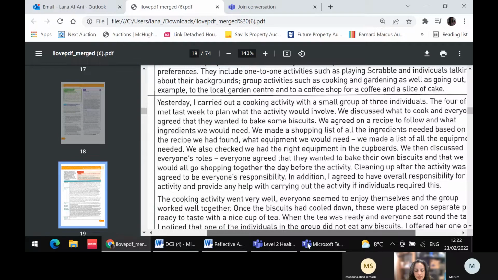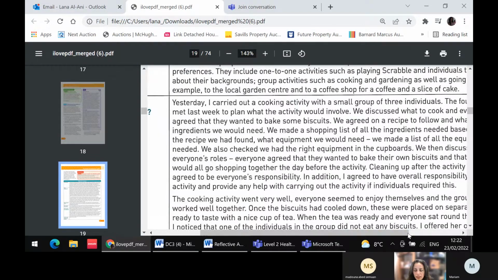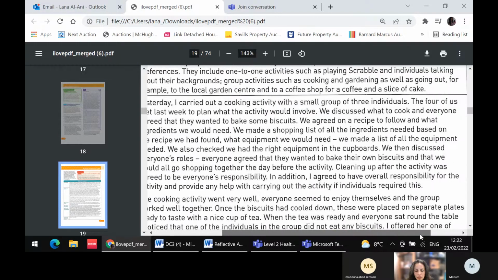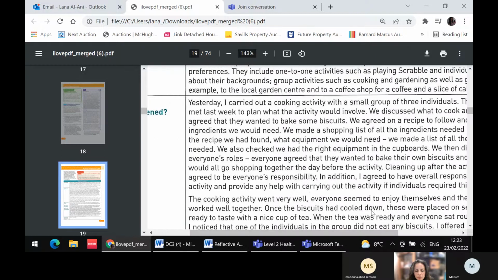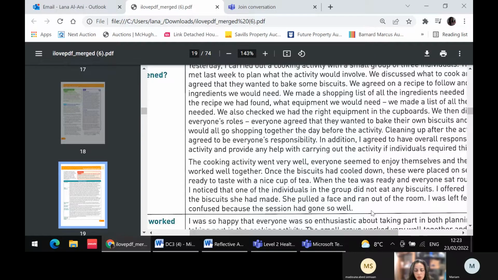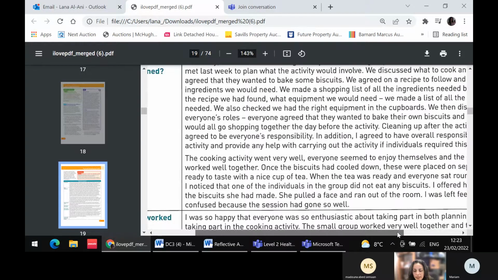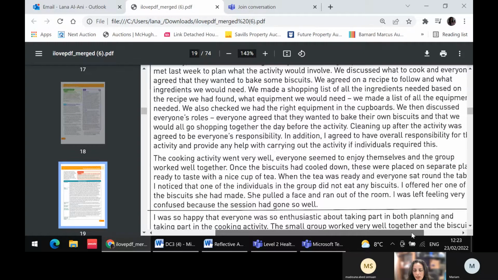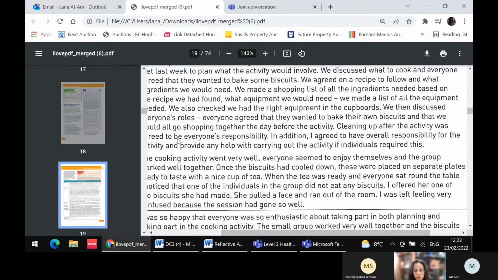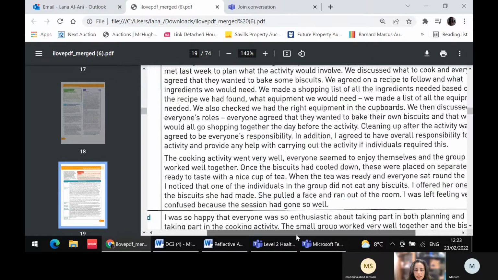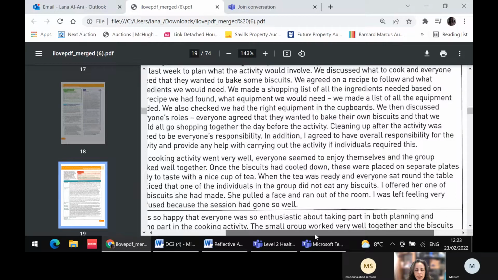Everyone agreed that they wanted to bake their own biscuit, and we would all go shopping together on the day before the activity. Cleaning up after the activity would be everyone's responsibility. In addition, I agreed that I have overall responsibility for the activities and would provide any help with carrying out activities for individuals as required.